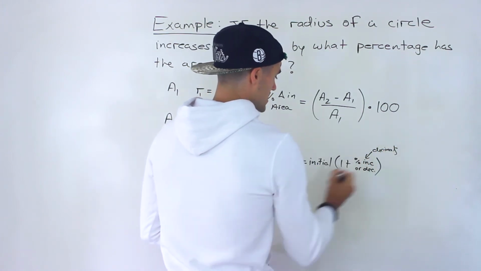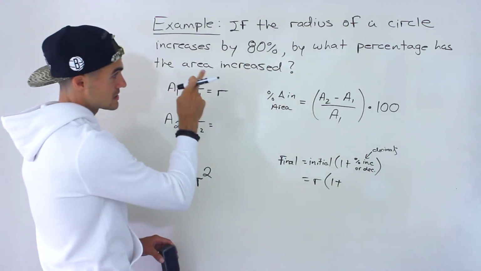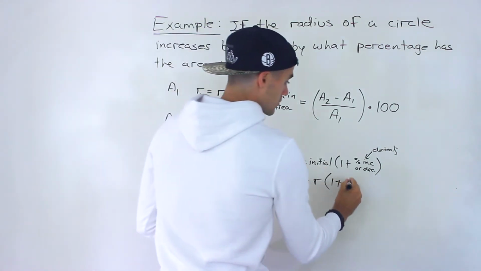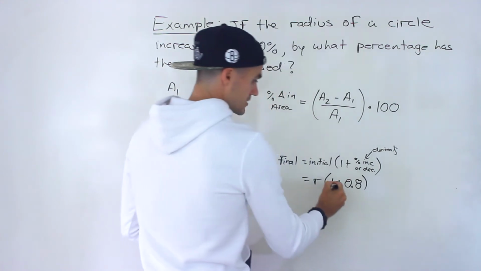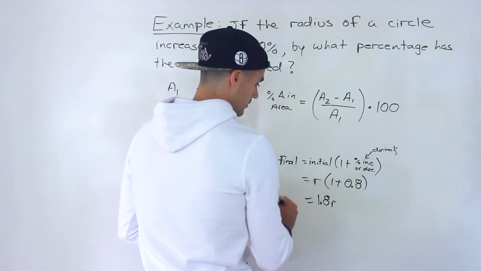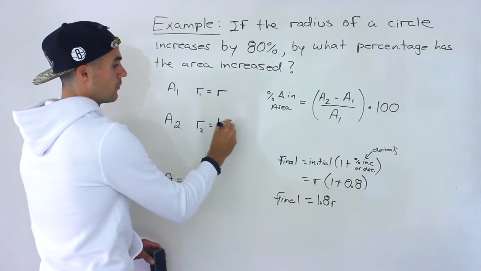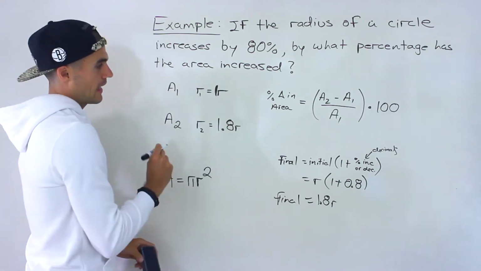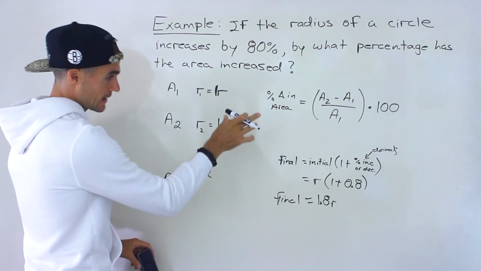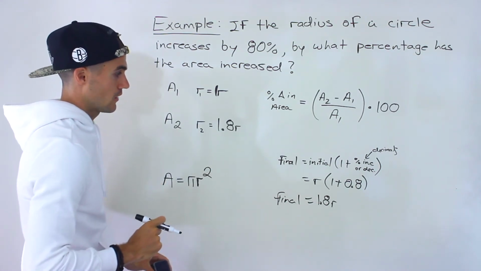So notice that the initial value is r. Then we'll have 1 plus the percentage increase. The percentage increase is 80%. In decimals, that's 0.8, and so this would end up being 1.8, so this would be 1.8 r. Okay, so that's what the new radius is going to be: 1.8 r. There's like a 1 here, and 80% of 1 is 0.8. If we add 0.8 to 1, we'd end up with 1.8. And this is kind of the work to show that.